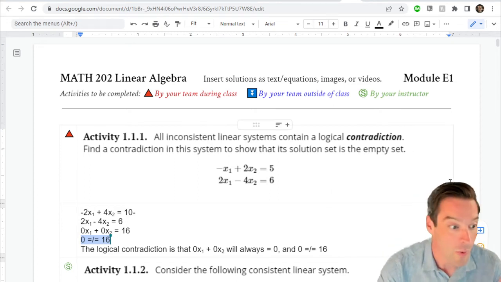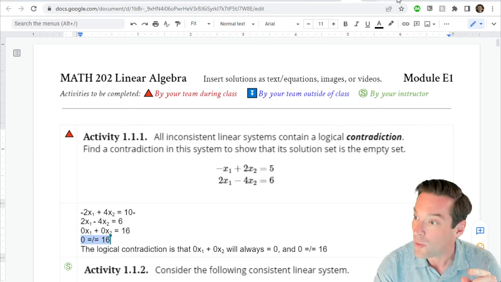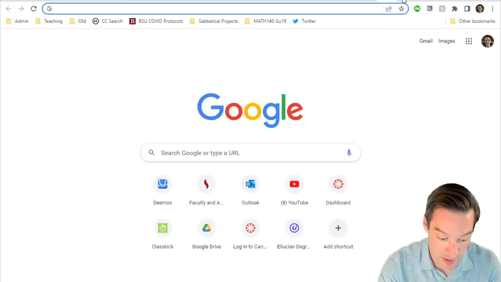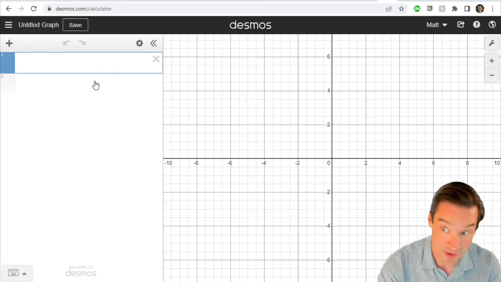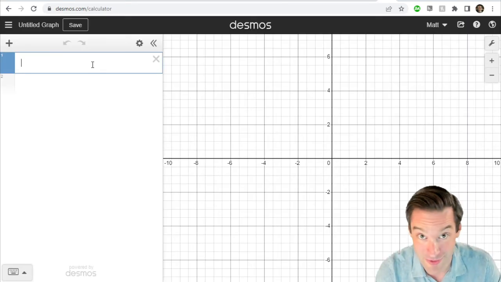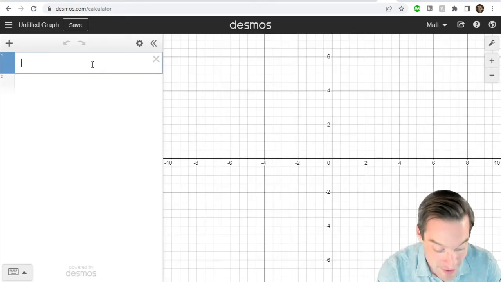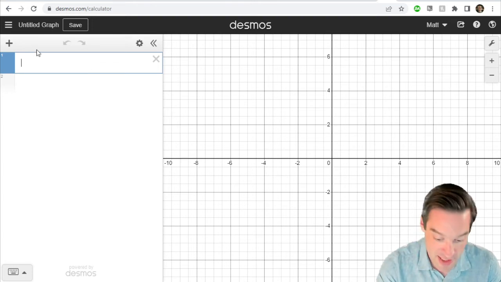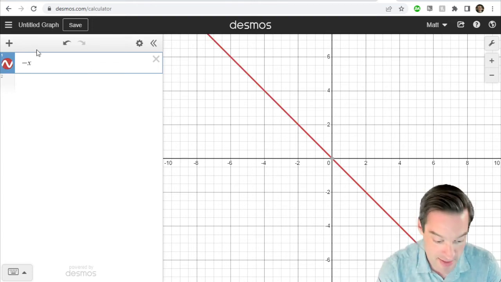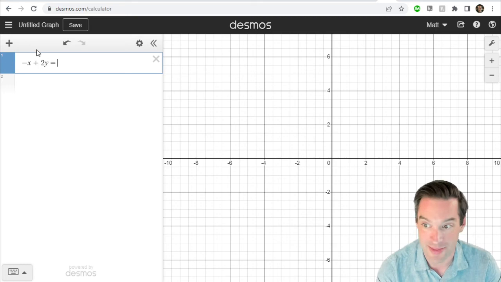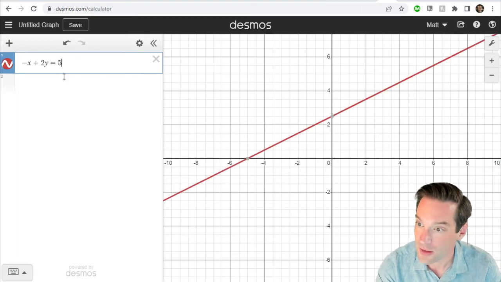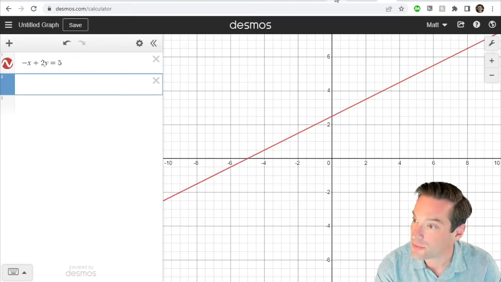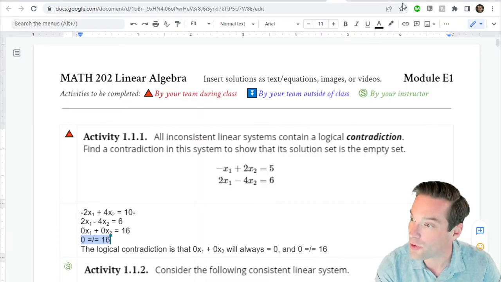I also saw one of the teams, I think it was team 1, went in and did a graph of these 2 equations in Desmos, which is a really good tool to use. I use it all the time in my multivariable calculus class, as a couple of you know. If we go into Desmos and we type in those 2 equations, minus x plus 2y, and in Desmos we have to use x and y instead of the subscripted variables, is equal to 5. And the other equation was 2x minus 4y equals 6.